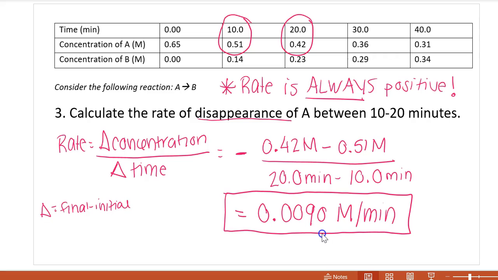Pay attention to your units. Sometimes time will be in seconds. This time it's giving you time in minutes. So my units would be molar per minute.